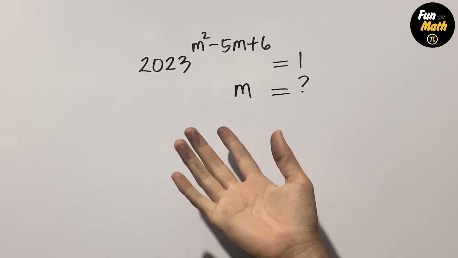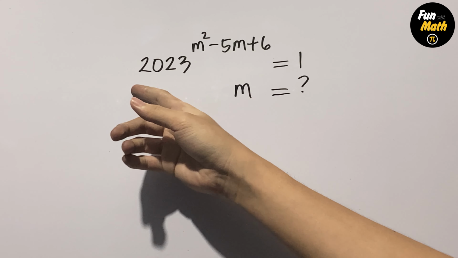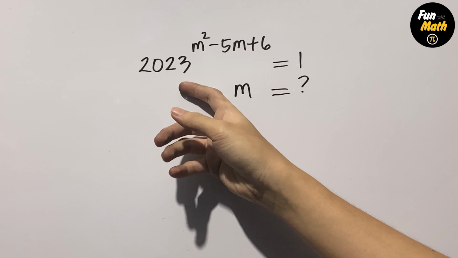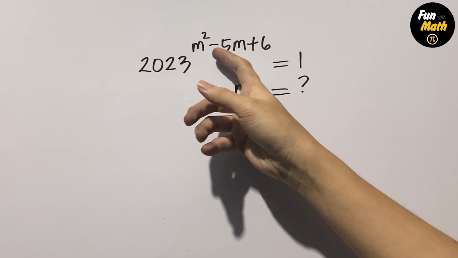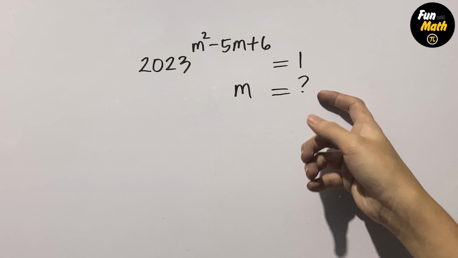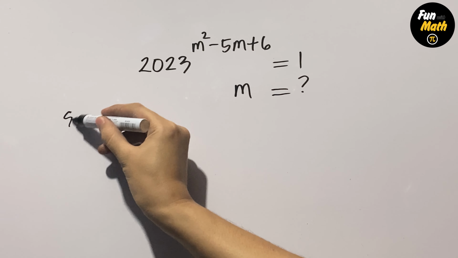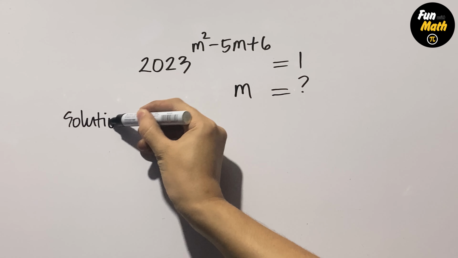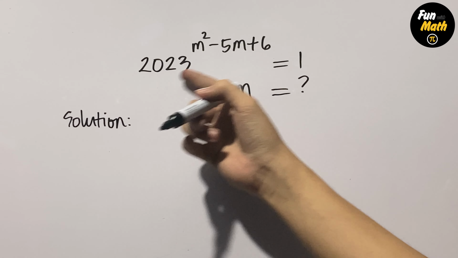Here's another exponential problem. 2023 to the power of m squared minus 5m plus 6 equals 1. m is what? So here's the solution. Let's break it down.